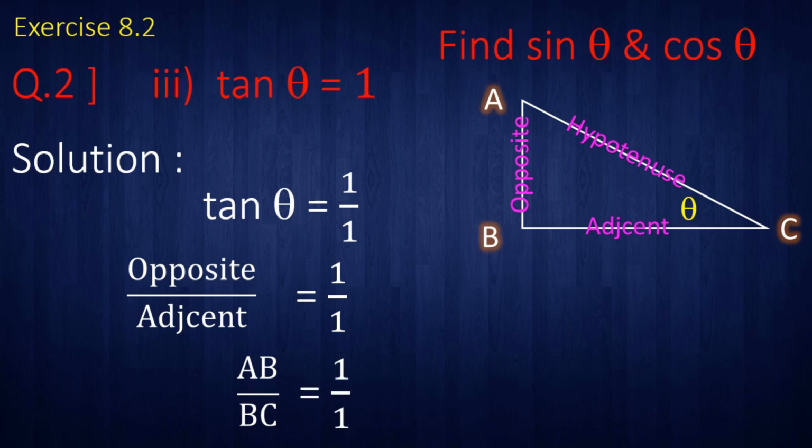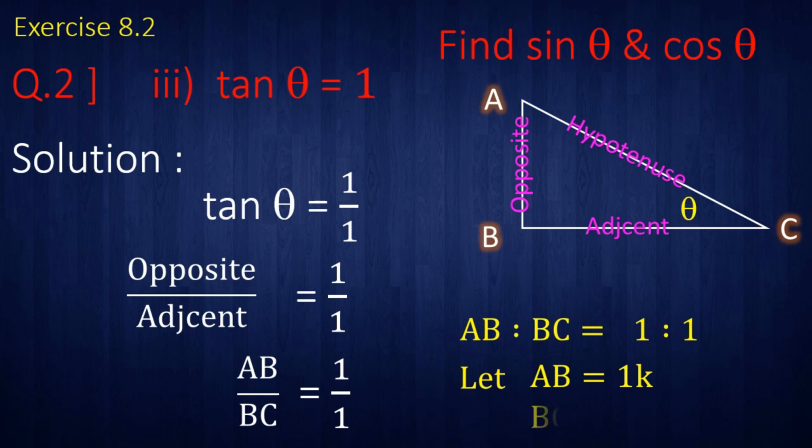Convert it into ratio style. AB is to BC is equal to 1 is to 1. Now to give the original value, we will join K. That means AB is equal to 1k and BC is equal to 1k. So show in the figure, AB we got 1k and BC also we got 1k. Now next page we will find AC.